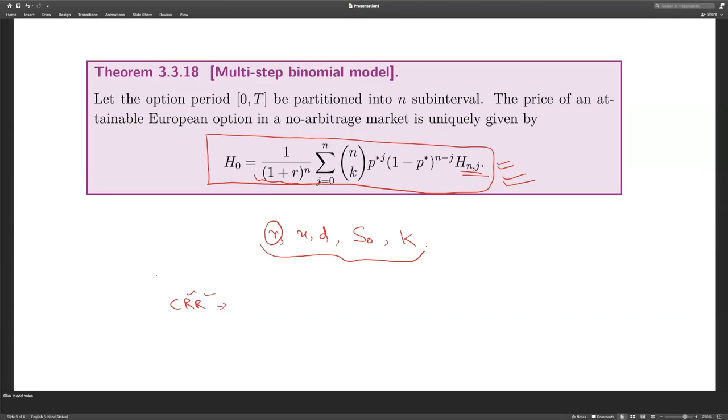From the examination point of view, I may give all these parameters and ask you to find the option price. Also, I may ask you to find the replicative portfolio, although it is not explicitly used in finding the option price, but it is there behind the screen for deriving this formula. Therefore, I may just ask you to also find the replicative portfolio and so on. So therefore, you just have to know how to create them.